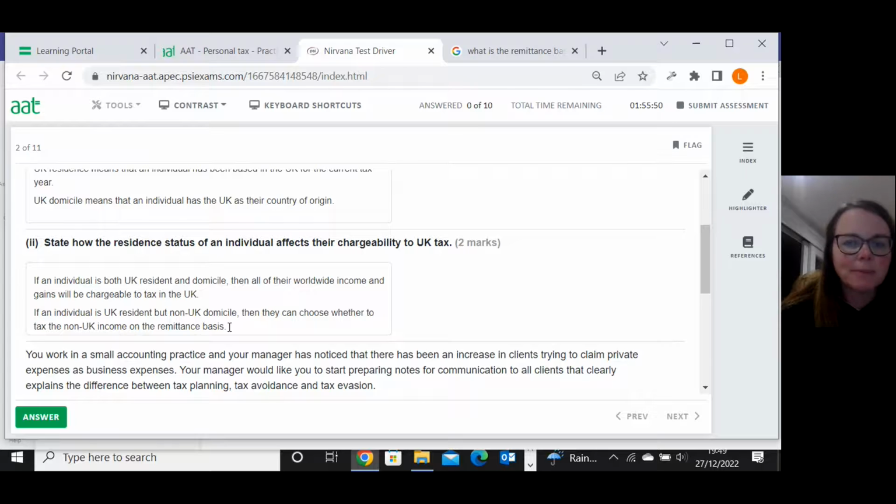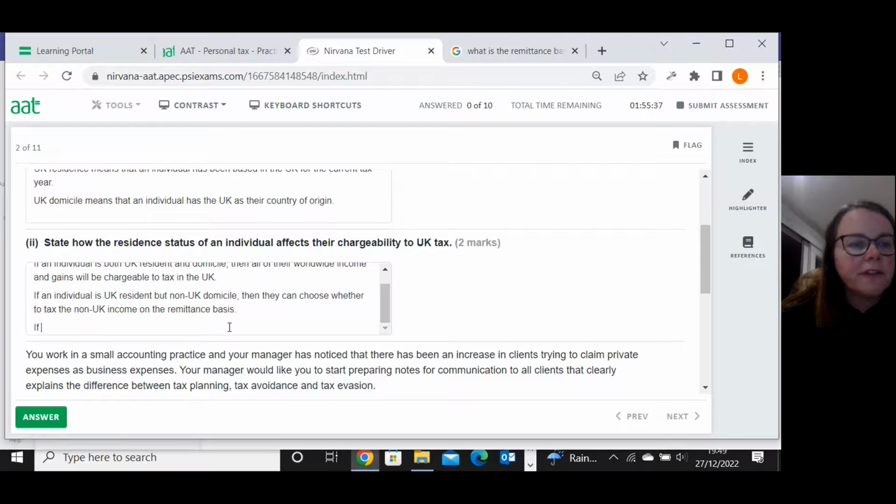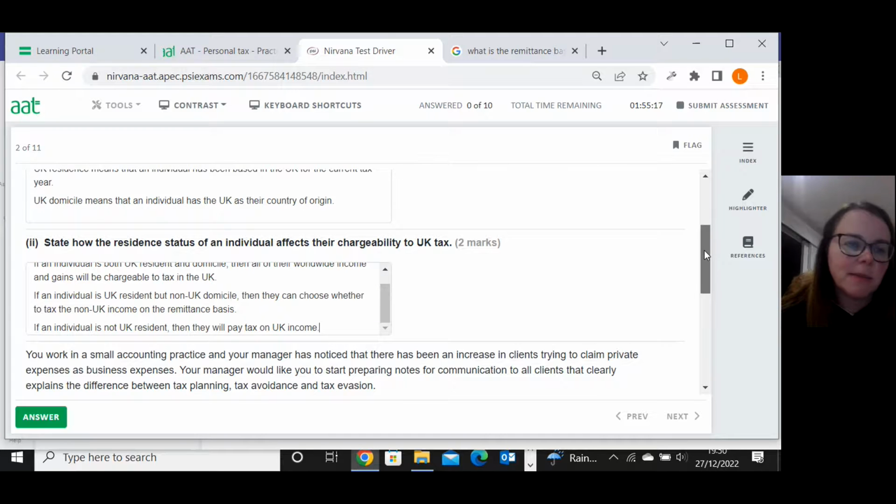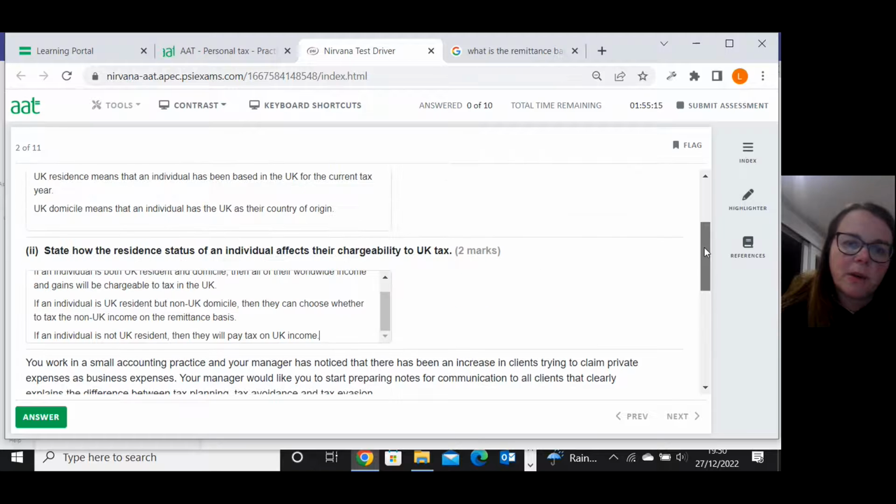So again, you could explain that further, but it's only 2 marks. So as long as you show the examiner that you understand there's a difference, then I think that's going to be sufficient. If an individual is not UK resident, then they will pay tax on UK income. Again, feel free to check the suggested answer, but I think that will suffice.